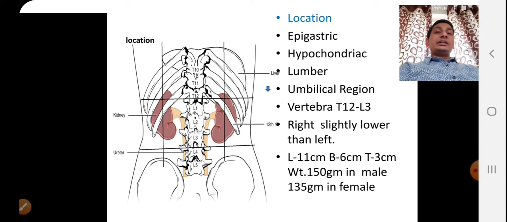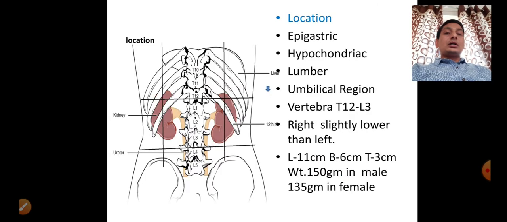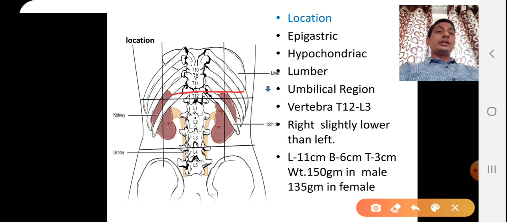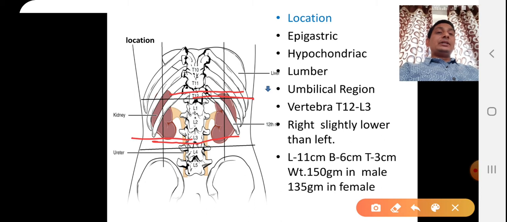In context of the vertebral column, the kidney extends from the upper border of the 12th thoracic vertebra to the lower border of the body of the third lumbar vertebra. If we see, this is the 12th thoracic and this is the third lumbar. At the level between T12 to L3, the right kidney is slightly lower than the left. You can see that the right kidney is slightly lower than the left.